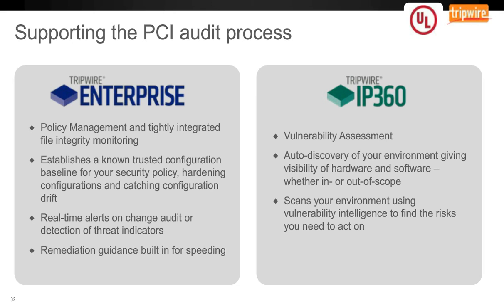The next product was IP360, which is a vulnerability assessment tool, which also gives you automated discovery of your environment, giving you visibility of hardware and software, whether it be in or out of that PCI scope. So you can do a complete discovery and work out what's in that zone or what you might need to start making some changes to within the PCI area. But it also gives you a scan based on a vulnerability assessment. So it gives you an automated report to say, look, these particular zones or these particular areas, you need to go and fix. There are some serious security risks here. So it gives you that business context around it.